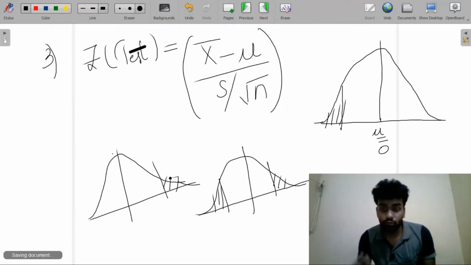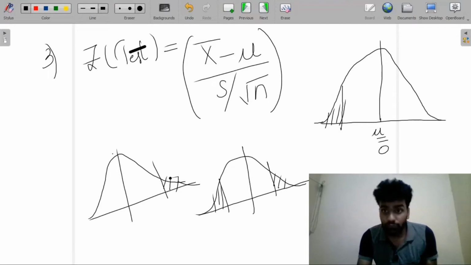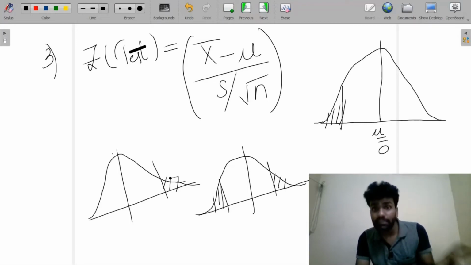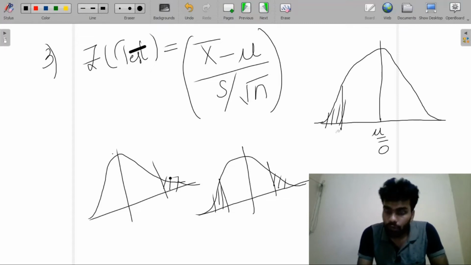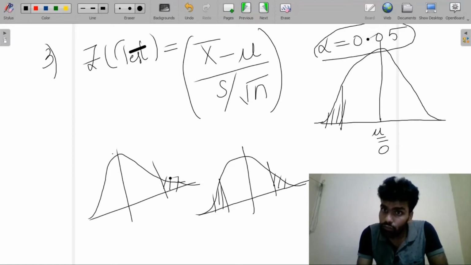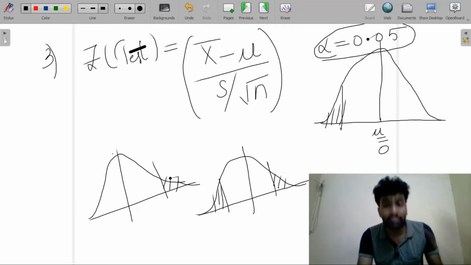So that's the difference between the tests we have: the left tail, right tail, and two tail test. Now in our example, we have mu is less than 18, which means a left tail test. So we have to find the significance level we assume, alpha is equal to 0.05.